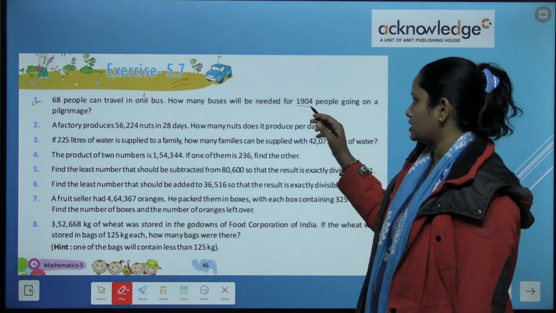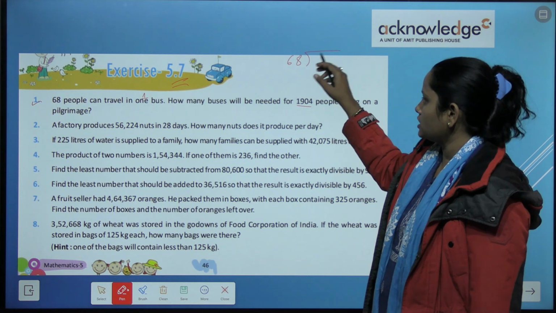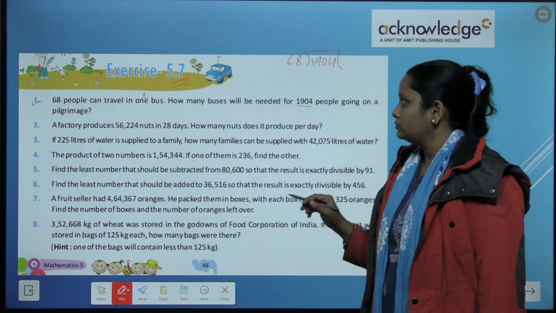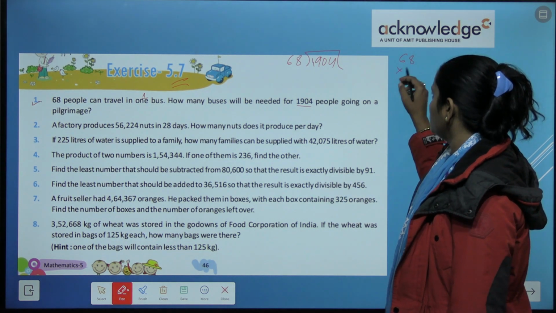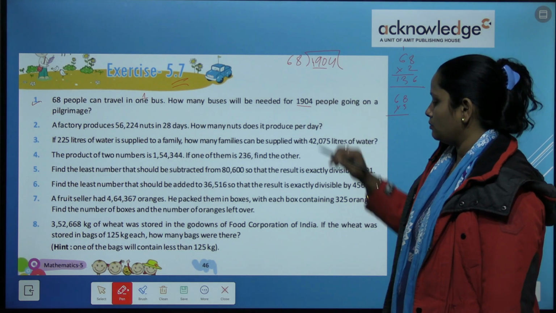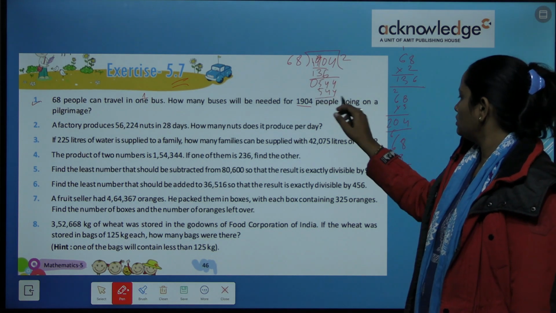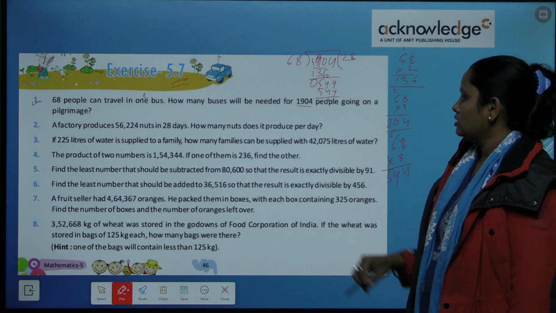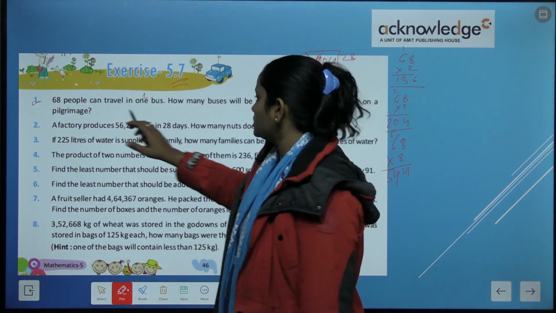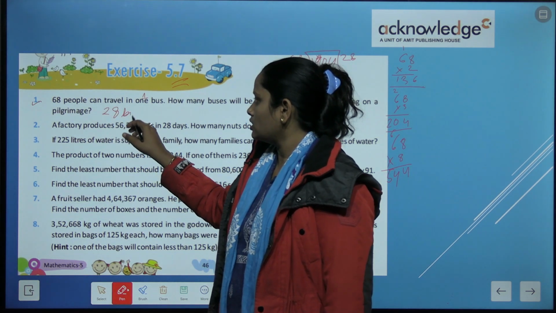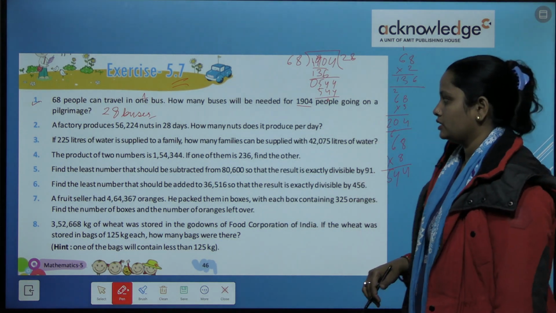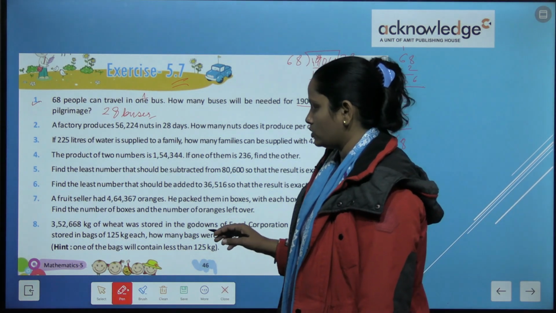So हम क्या करेंगे? 68 से इसे डिवाइड कर देंगे. So 68 से let's divide this number. 68 2 times, 68 3 times, क्योंकि हमें ये 3 नंबर लेने होंगे. So we get 8 times. So here the answer is we need 28 buses. So 28 buses are required for these many number of people. Now let's do another question here.